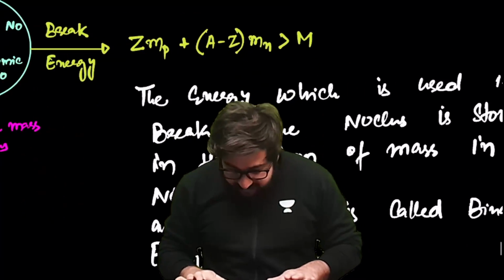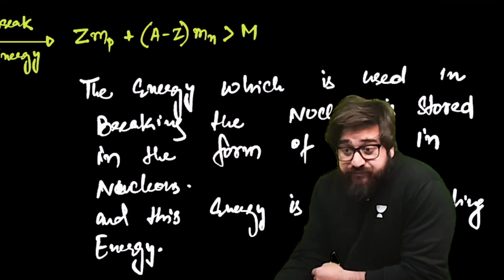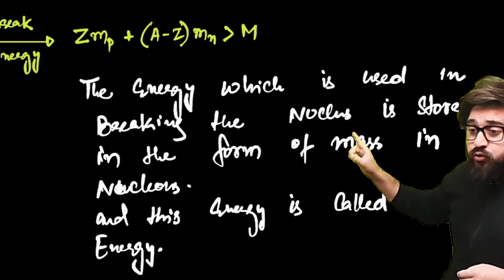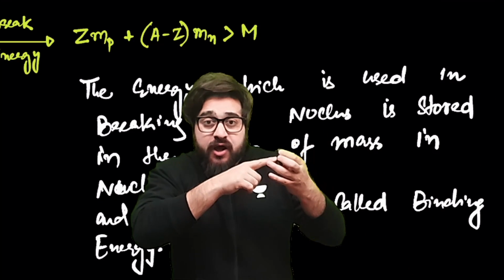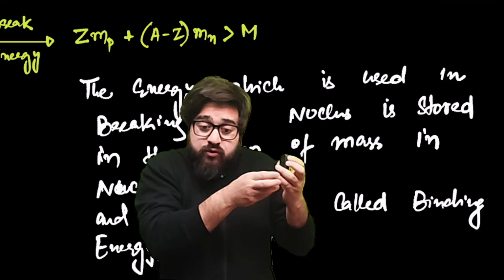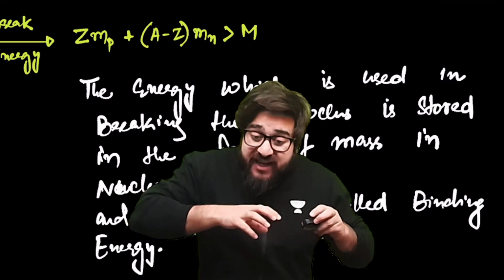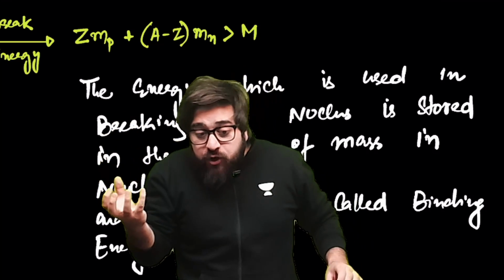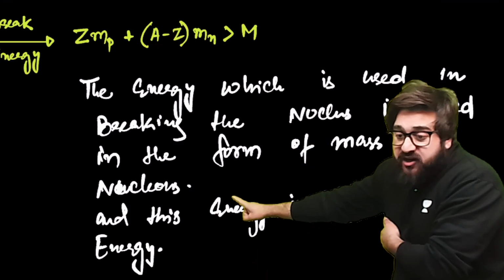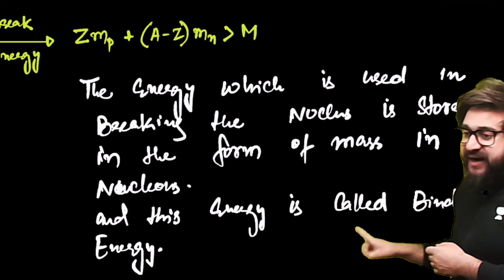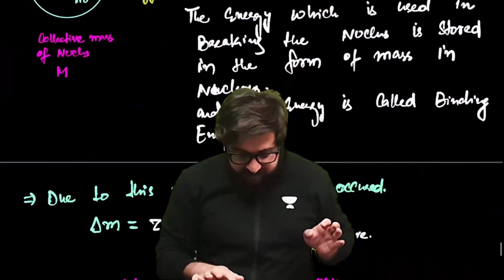What is that? Let me show you. The energy which is used in breaking the nucleus is stored in the form of mass. If this is a nucleus and you break it, the energy used in breaking the nucleus will be stored in the form of mass. That's why when you took those nucleons out, their mass has increased. So we say, my dear friends, this energy is what we call the binding energy.